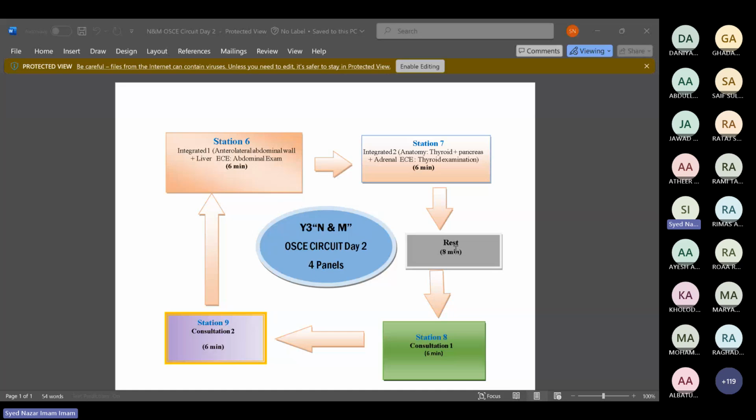And the student list is sent to you. You know your list, which cycle and which panel you are going to. So please make sure that you are going to the same panel. And that's all. Okay.